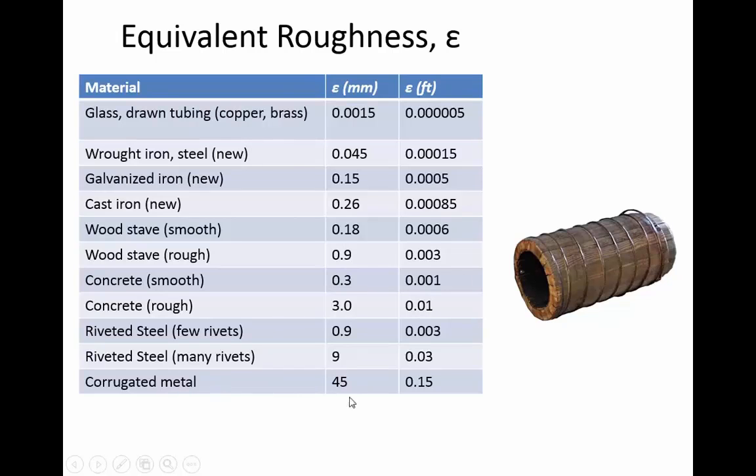At the high side of metal pipes is corrugated metal, like the corrugated metal pipes that they put under roads for culverts. They have really large corrugations, and it's not the metal itself that causes the high relative roughness there. It's the corrugations, which they're measuring as having an equivalent height of 45 millimeters.